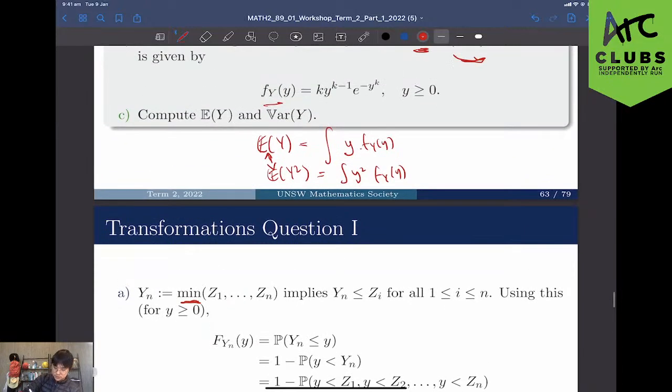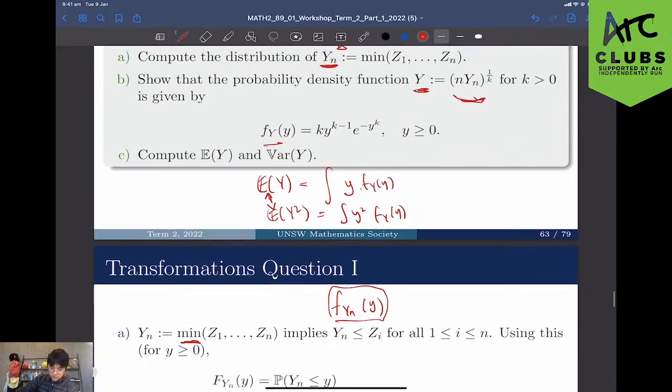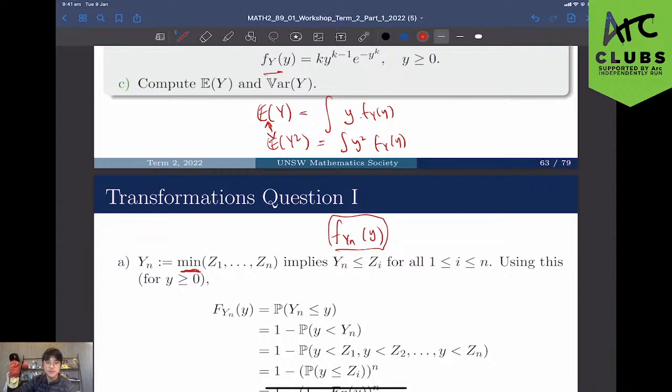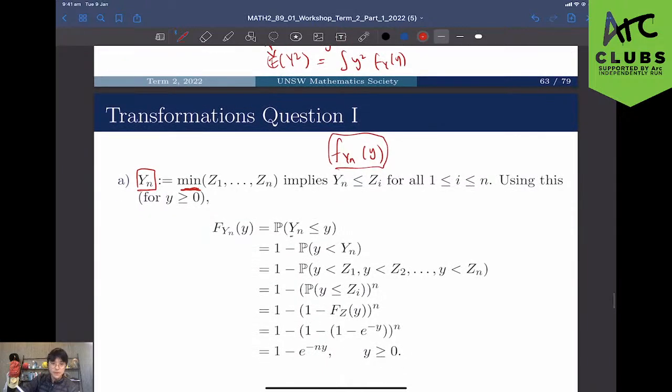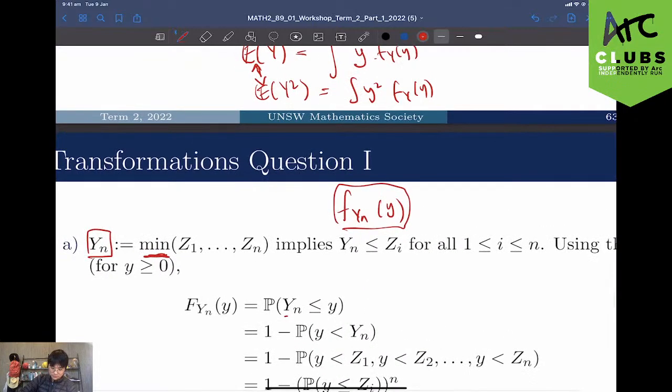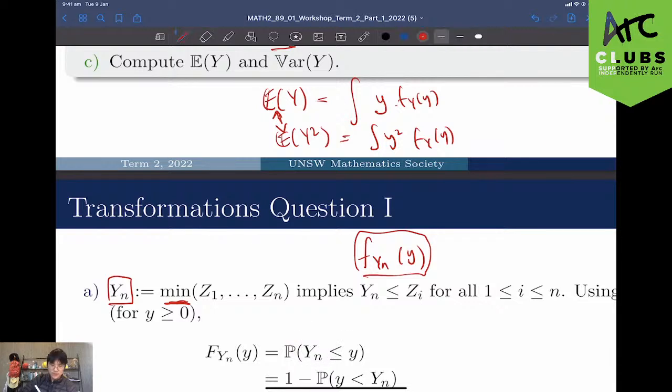So that means we want to find this. We can start off with the CDF and differentiate the CDF to get the distribution, because we're given the actual random variable, and we can turn the random variable into the CDF. So here we have the CDF of Yn, and we also know that that's equal to this probability.